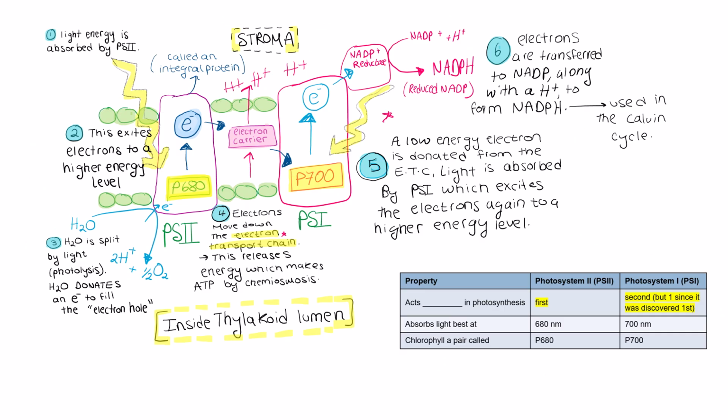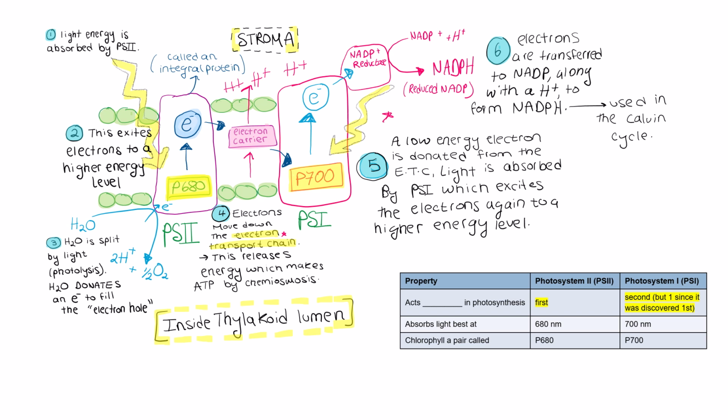Okay, so here's a diagram of the light-dependent reaction. The first thing that will happen is that light energy is absorbed by photosystem 2. Remember, photosystem 2 will occur first. However, it's called photosystem 2 because it was discovered second. So even though technically photosystem 2 is what happens first, it's called photosystem 2 because it was discovered second, whereas photosystem 1 happens second. However, it was discovered first by scientists, so they called it photosystem 1.